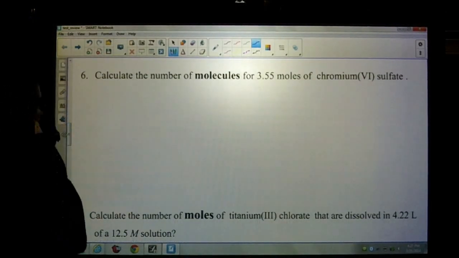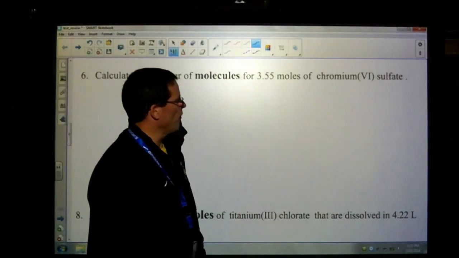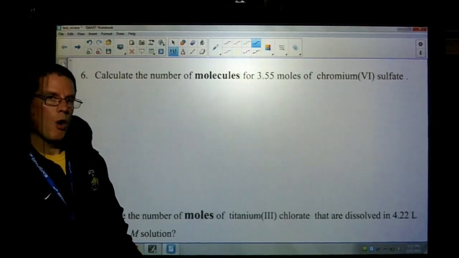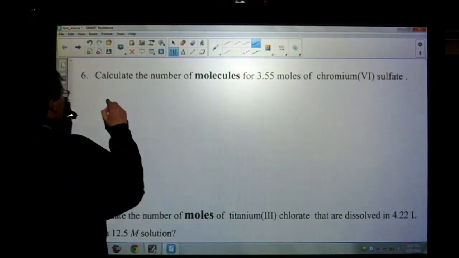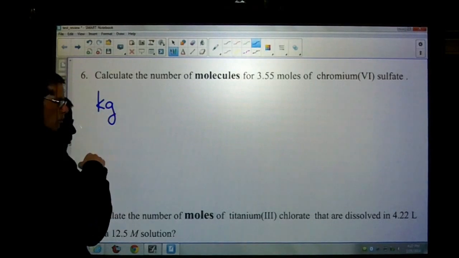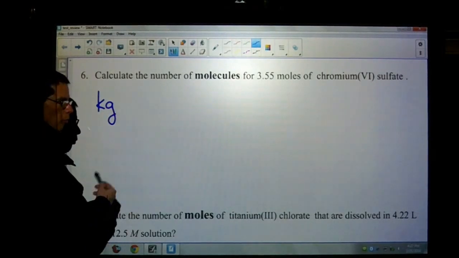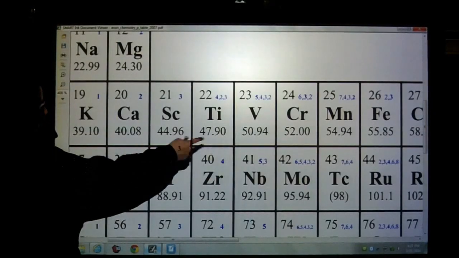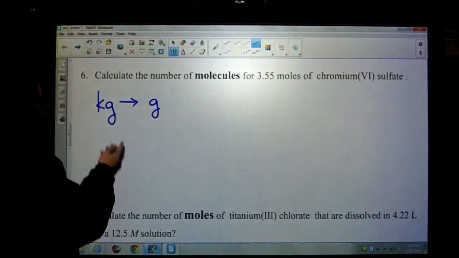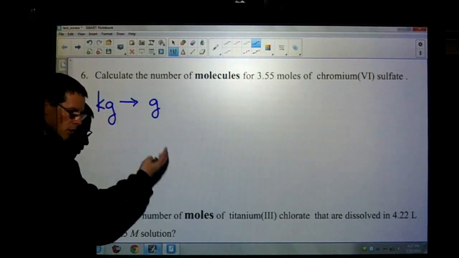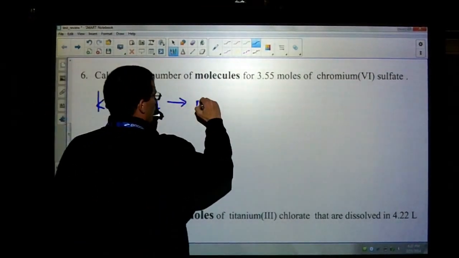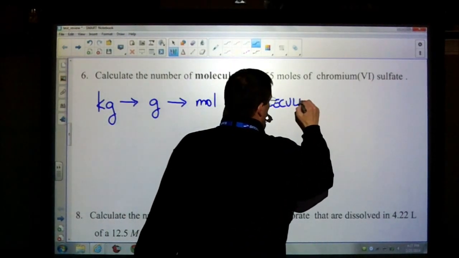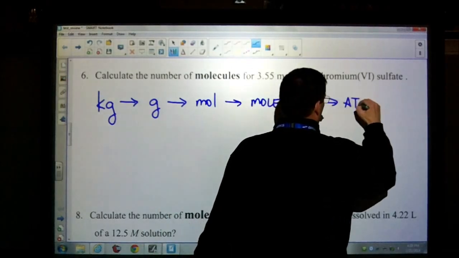Number 6, calculate the number of molecules for 3.55 moles of chromium 6 sulfate. Now, if you know your sequence, and you should, the sequence is some metric unit, could be kilograms, milligrams, micrograms, nanograms, whatever. You're going to convert that to grams because everything on your periodic table is in grams. So whatever mass I'm giving you, get it to grams. Then from grams, you convert to moles. From moles, you convert to molecules. And if needed, you'll convert that to atoms.